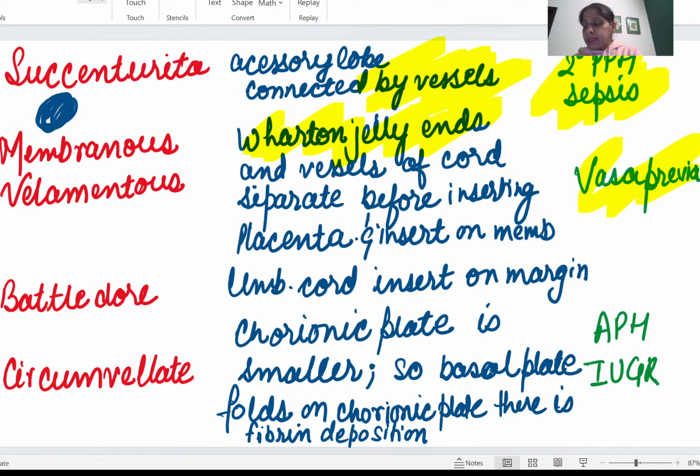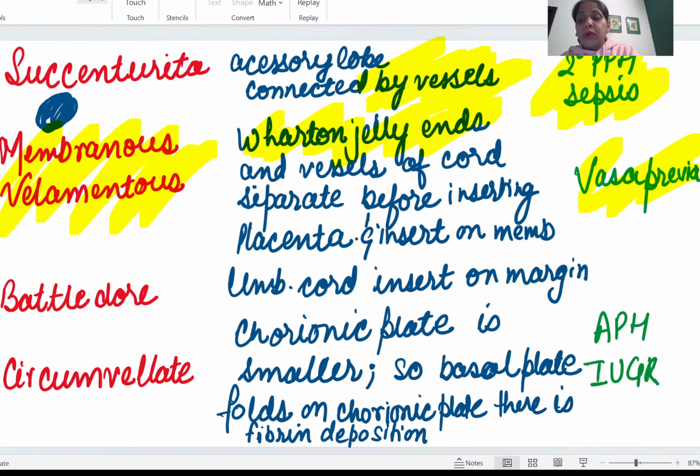Ma'am, is membranous placenta velamentous? Yes, they both are one and the same thing. So what is vasa previa? Vasa previa is when vessels are in the lower segment, and this situation is seen in the membranous or velamentous placenta. Okay, what is battledore placenta?